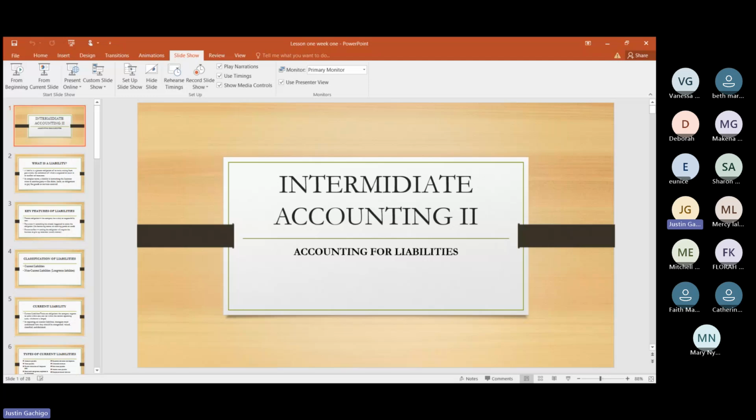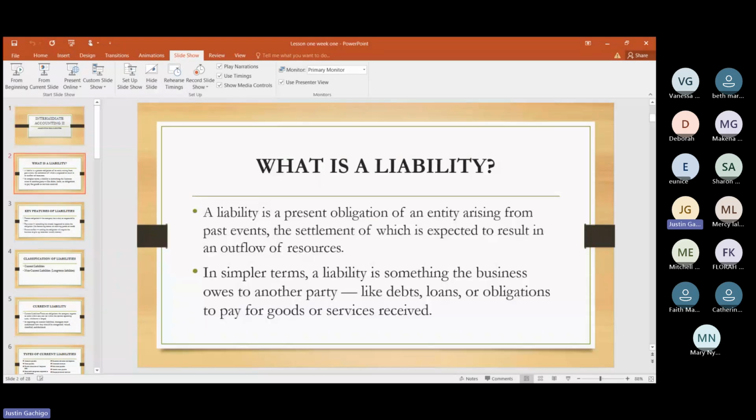So now, as I've said, we look at the liabilities in this unit, and we'll start by looking at the definition of a liability. Even from our day-to-day life, sometimes we happen to owe someone some money. You go to your local shop and maybe take some goods on credit.